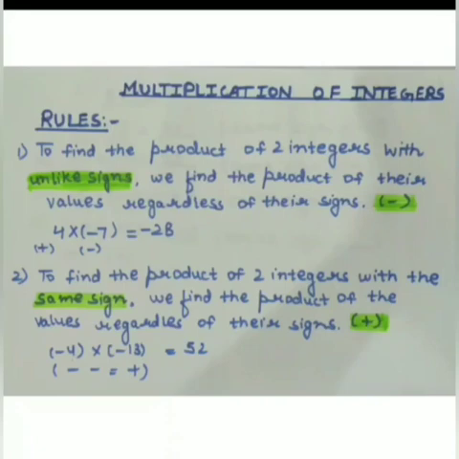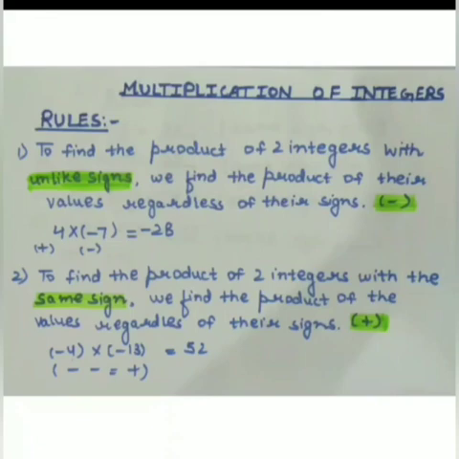Moving further with the second property, to find the product of two integers with the same sign, we find the product of the values regardless of their sign. If they have the same sign, either minus minus will give you plus, or plus plus will give you plus. That is, both integers when multiplied have the same sign, so the answer we get will be positive.